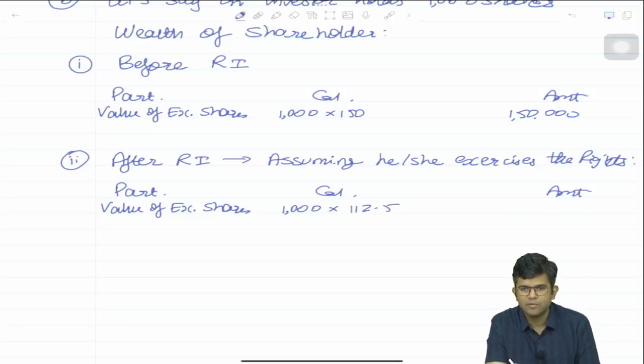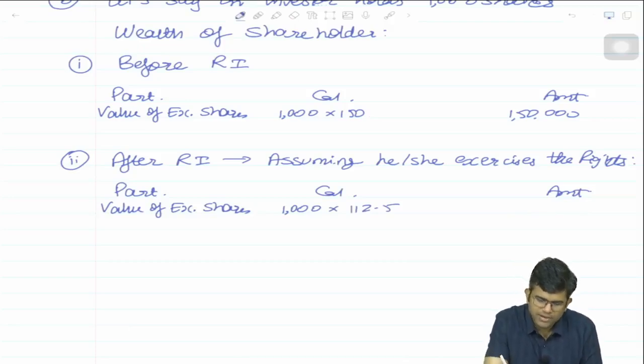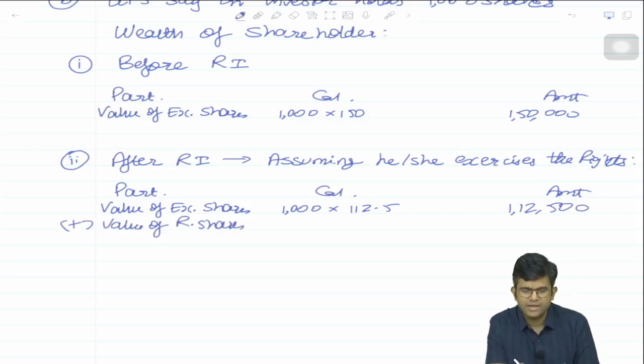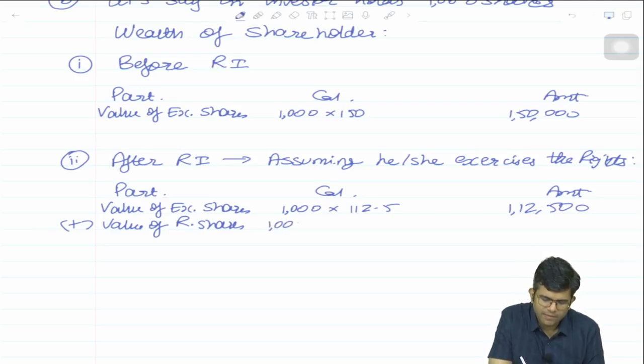Remember this, it has dropped to 112.5. So it has now become 1,12,500. Additionally, there is a value of the right shares. Now the question arises, how many shares will this person get to buy? Can I say it will be 1000 divided by 20 into 9. Are you all able to understand this?